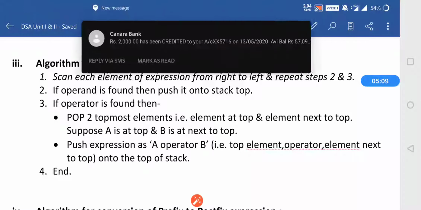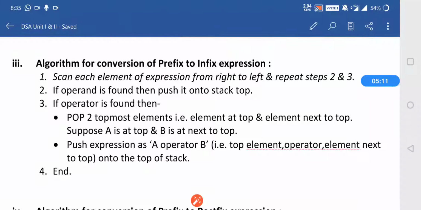In our next section we will see an example of the conversion of prefix to infix.